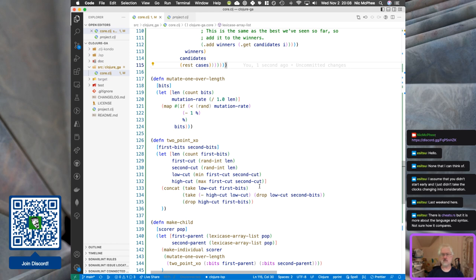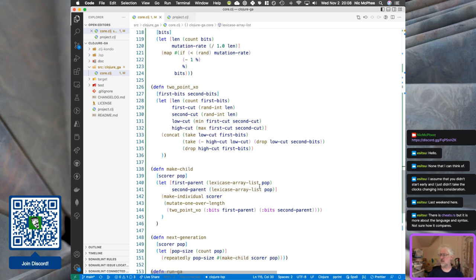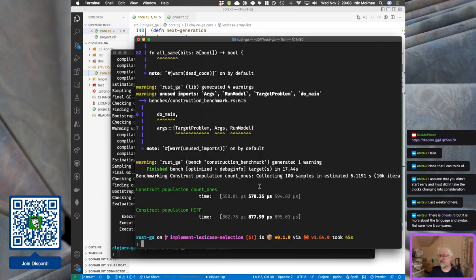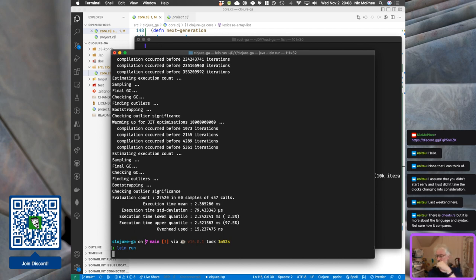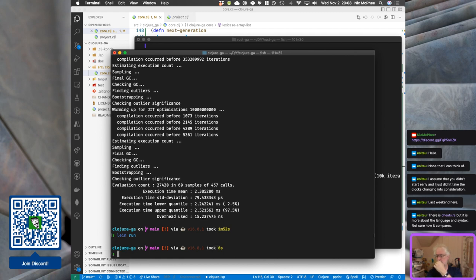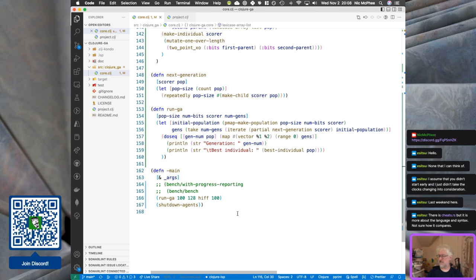Zippity-doo-dah. Now, have we implemented all of the things? I think we did. Really? So we might be able to run it? That'd be weird. And it's pretty early. It's only a little after 8. Oh! Whoa! That's not good. We didn't print anything? So run GA.